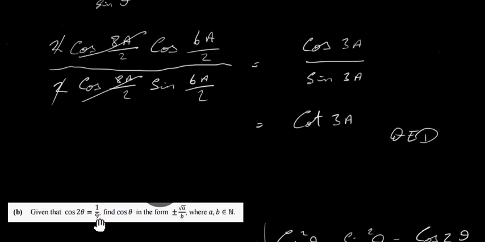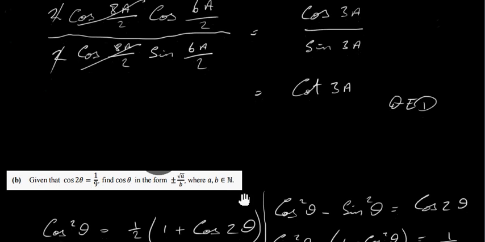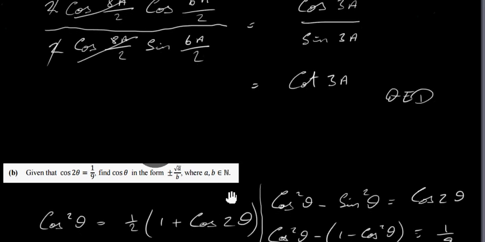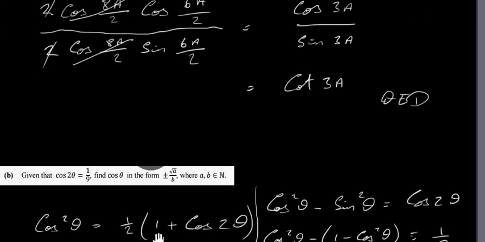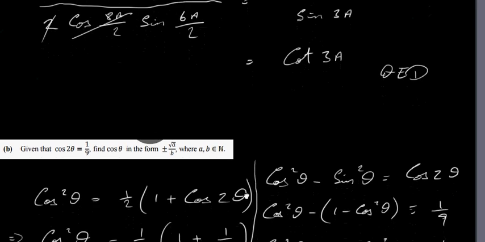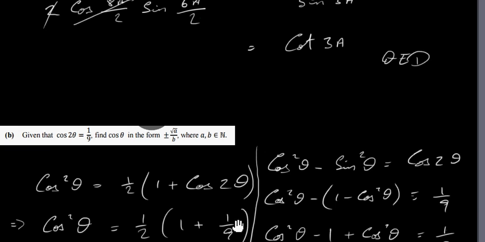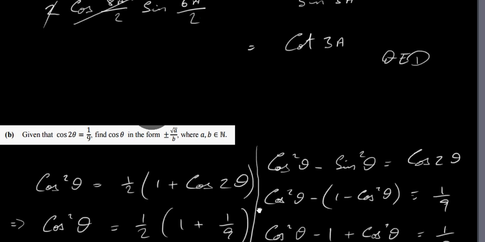This is part B. Given that cos 2 theta is 1 over 9, find cos of theta in this form here. Plus or minus root a over b, where a and b are natural numbers. Now I've done it here. I've done it two different ways. So let's work down the left hand side first. I've used this identity here. This is in your maths tables as well. Cos squared theta is equal to a half (1 plus cos 2 theta). We know that cos 2 theta is 1 over 9, so I just took that in here.